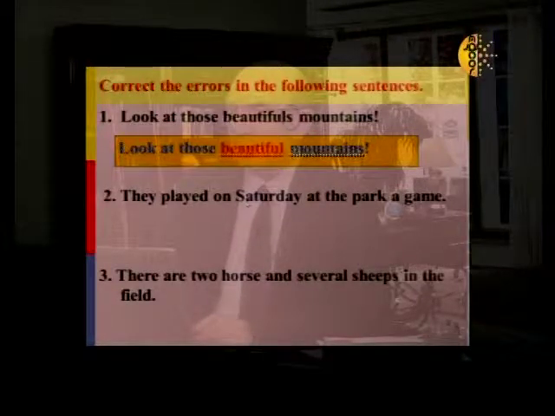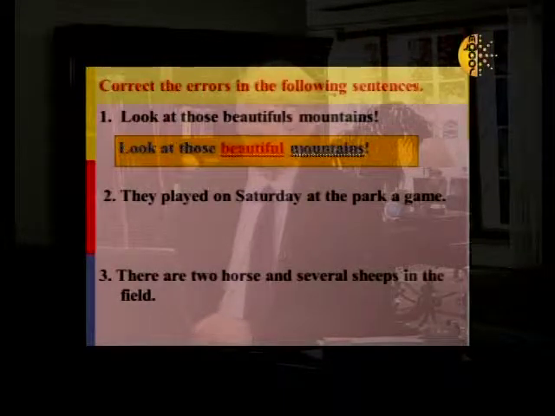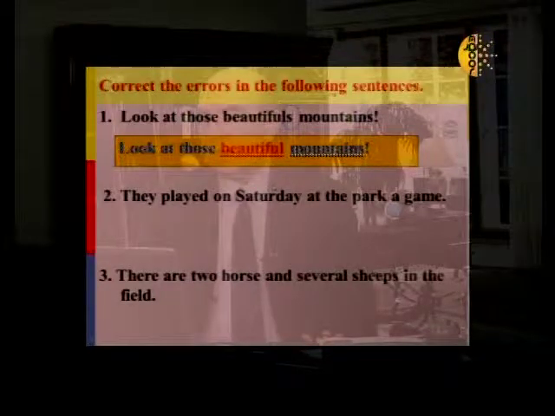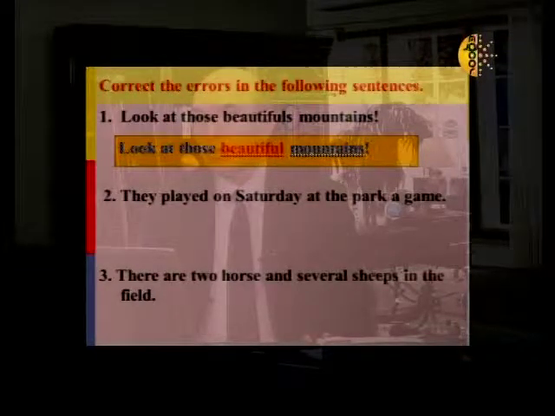They played on Saturday at the park a game. What is or what are the problems in this sentence? So I want you to look at the sentence again. They played on Saturday at the park a game. Which part is wrong first? I want you to think about it first.